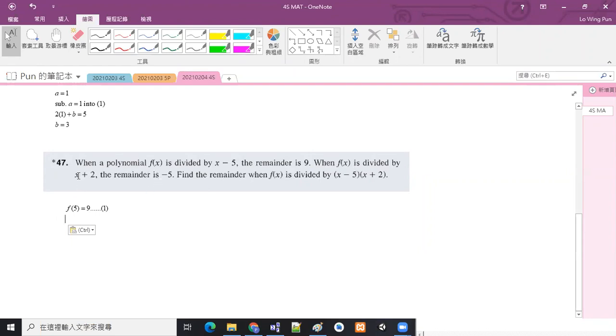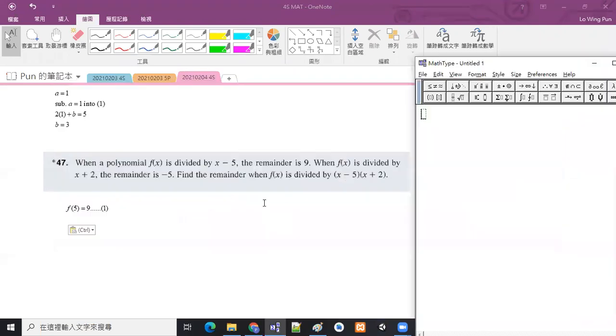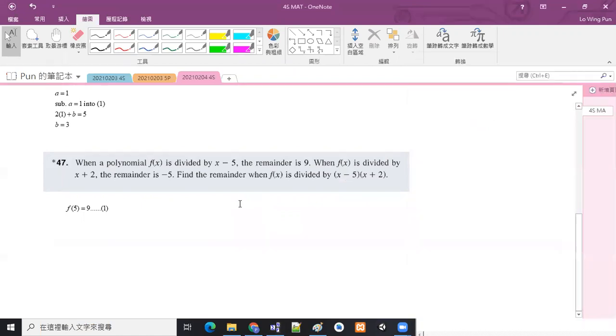Negative 5. Again, this division, the second division, the divisor is degree 1. So it is okay to use the remainder theorem. Okay, so f(negative 2) is equal to negative 5. And again, because we do not have the formula of f(x), we just label this to be equation 2 at the moment. Can you get this?